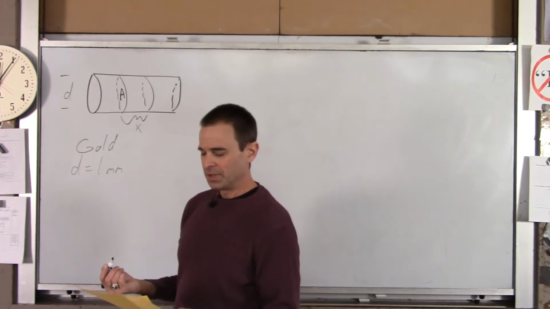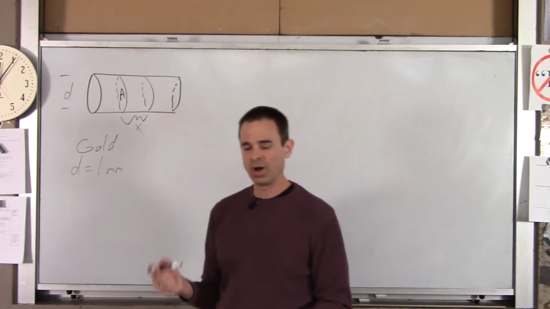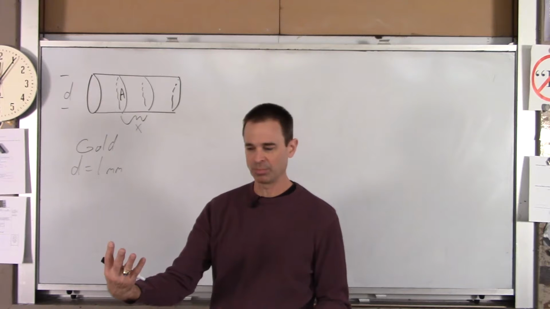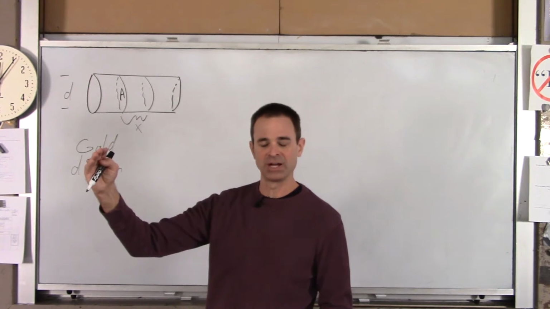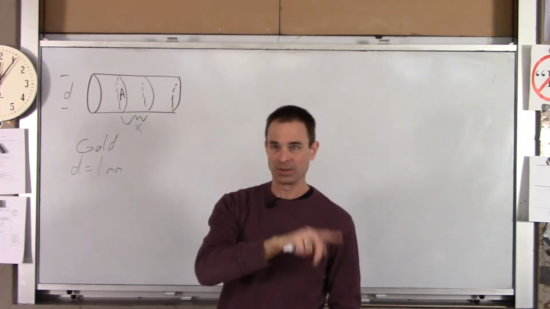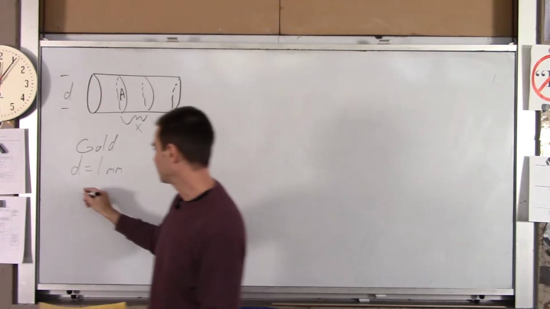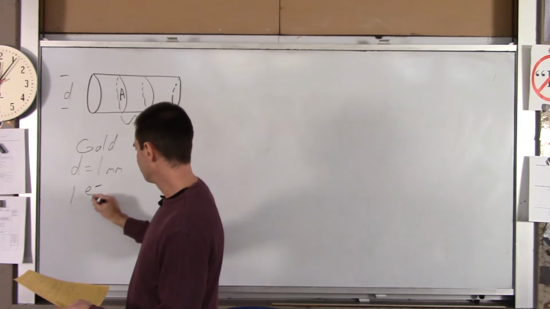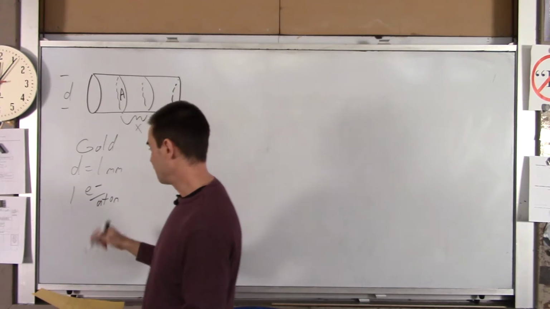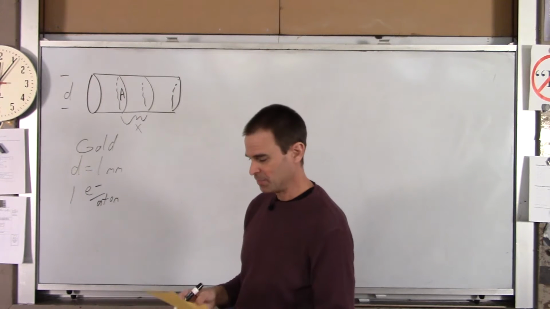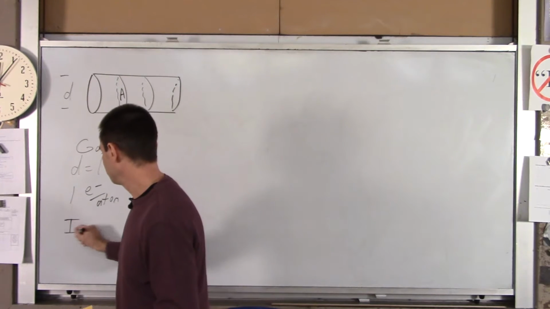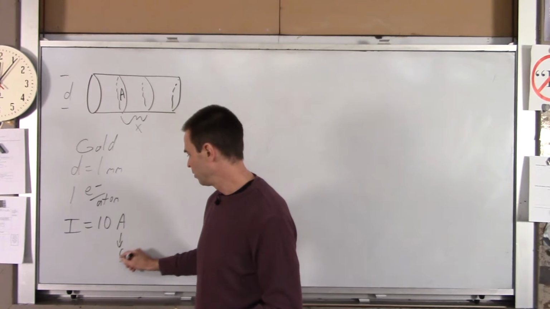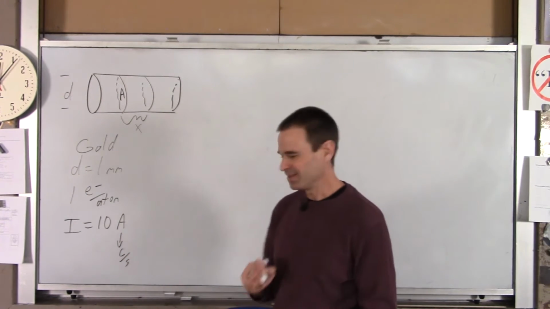For gold, the gold atom has 1 electron carrier per atom. What that means is that the very outer electron is free to jump from atom to atom. That's what's going to carry our current. So it's got 1 electron per atom that is free to move for us. Let's say the current is 10 amps, remembering that an amp is a coulomb per second. That will actually come into play.